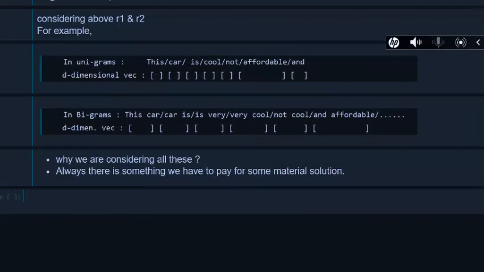Another thing: the price we have to pay for this is increasing dimensionality. On increasing the dimensionality of the d-dimensional vector, the size of the vector drastically increases. Yes, it's a problem, and we will talk about it in later sessions.